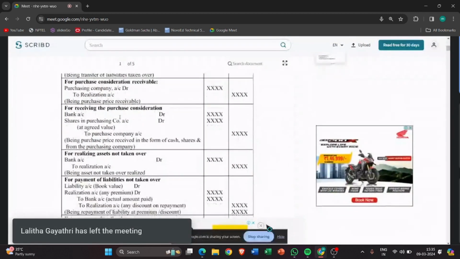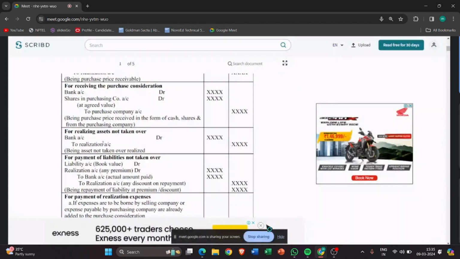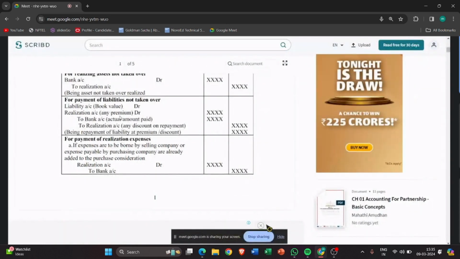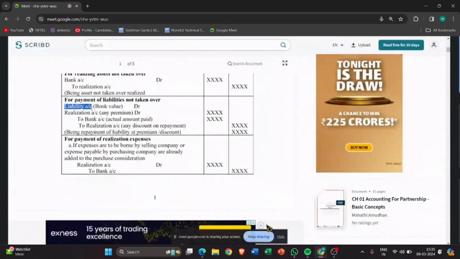Then what about the others which are not taken over? You will have to sell them. So bank account debit to realization, being assets not taken over realized. So you will have to sell those assets. Similarly, we will have to pay off liabilities which are not taken over. So when a liability is paid off, creditors account debit to cash, or debentures account debit to cash, or bank loan account debit to cash or bank with the amount which is paid off.